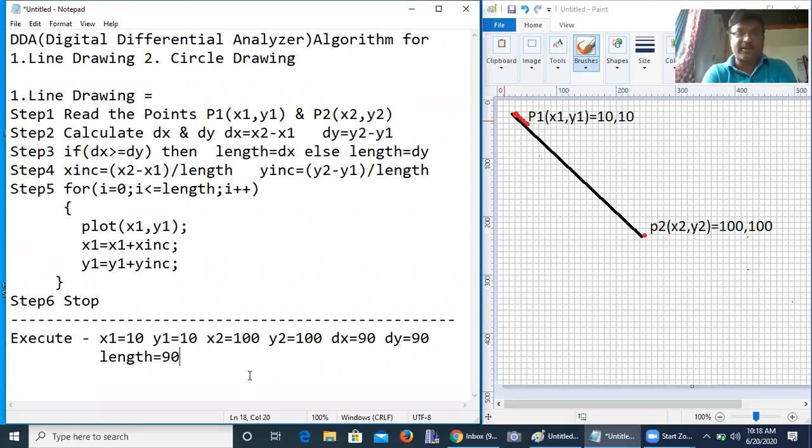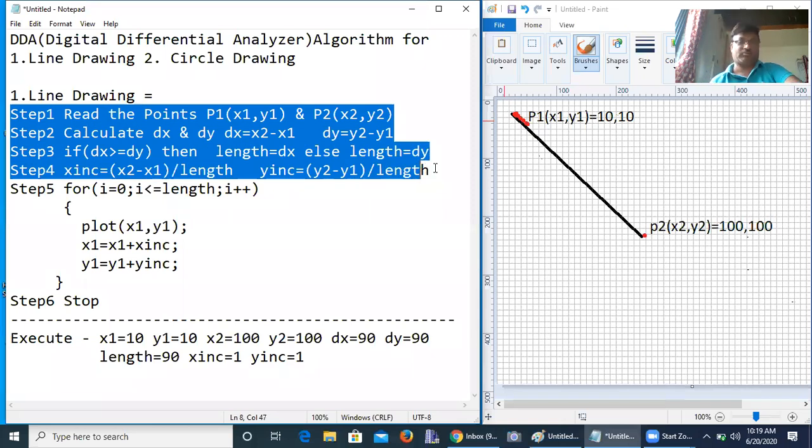Now what is my x increment? The x increment is x2 minus x1 divided by length, so 90 divided by 90, which becomes 1. Then what is the y increment? 90 divided by 90, which will again become 1. Understood? So this is up to step 4, we have debugged up to step 4, correct? Everybody understood? Is there any question?